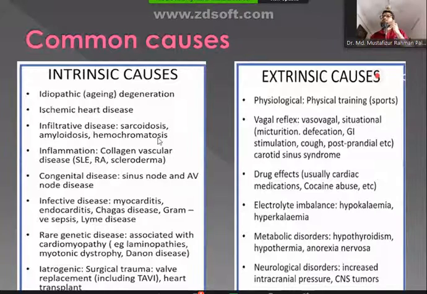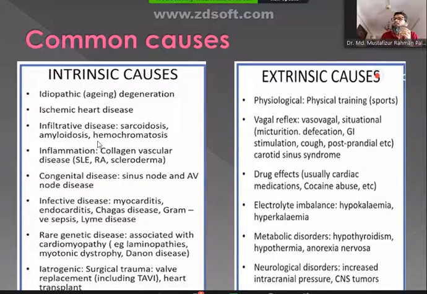So the common intrinsic causes: the most common cause is idiopathic, aging or degenerative process, and next is ischemic heart disease, some infiltrative diseases like sarcoidosis, amyloidosis, hemochromatosis. These are also common for bradyarrhythmias, and some inflammatory diseases, collagen vascular disease, SLE, some congenital diseases, and some infective diseases, myocarditis, endocarditis, Chagas disease, and some iatrogenic causes after surgical trauma. Valve replacement is very common to produce bradyarrhythmia.